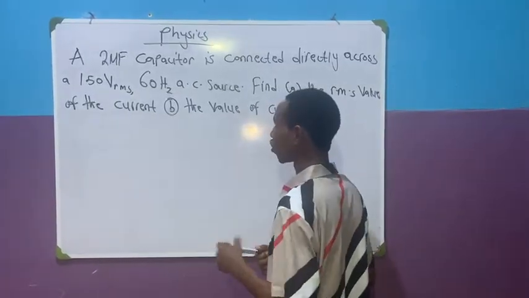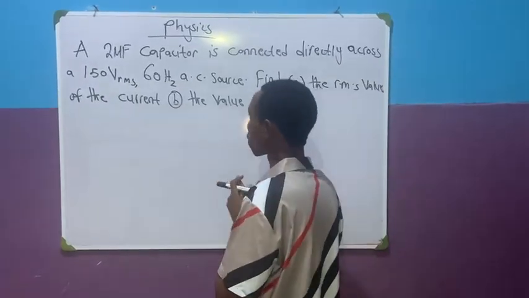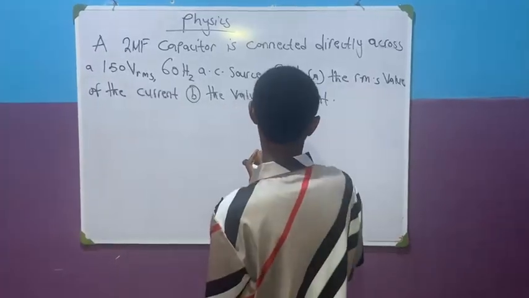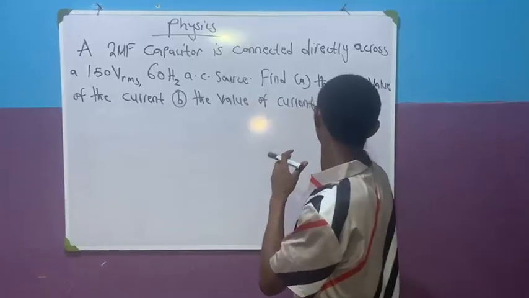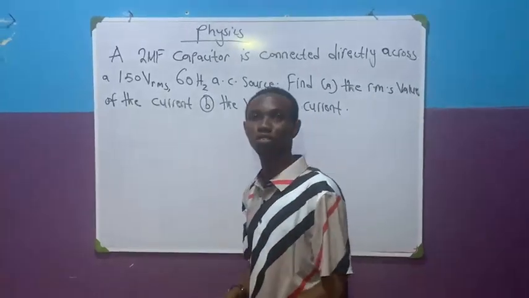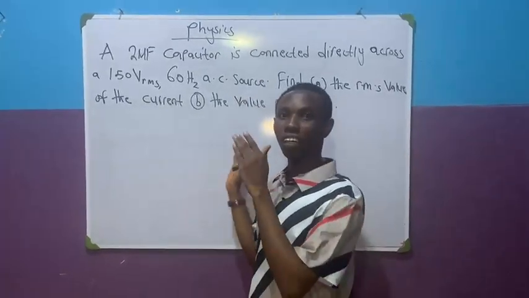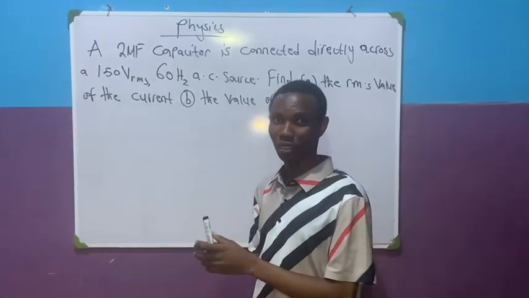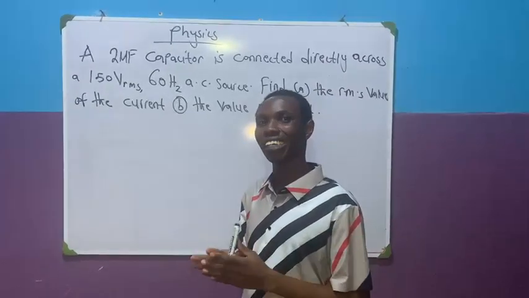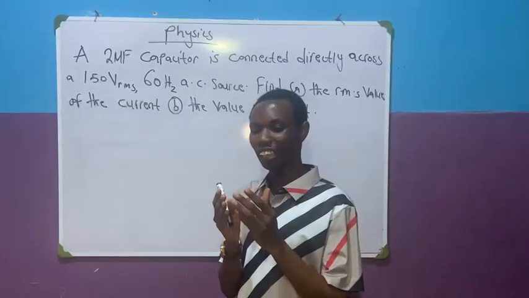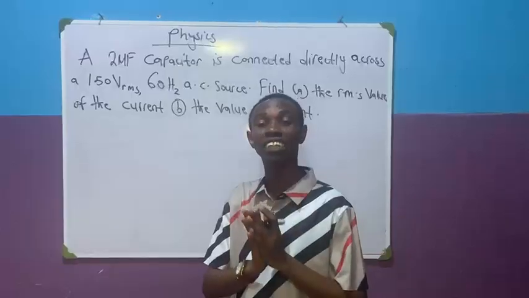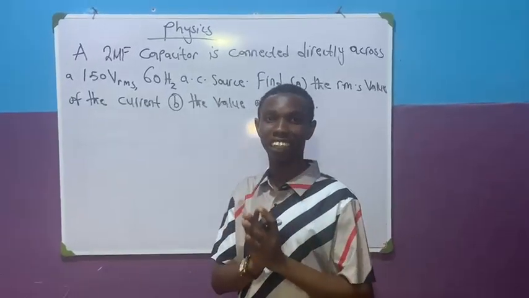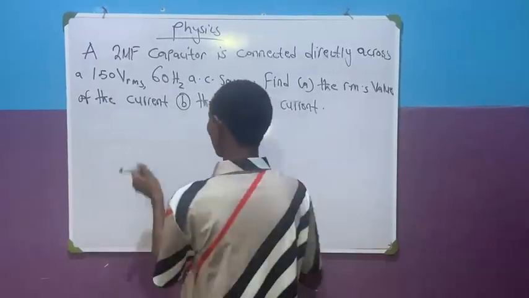Now to solve the question that we have here, first, to get the root mean square value of the current, we need to find the capacitive reactance. Capacitive reactance is defined as the opposition to the flow of an AC current offered by a capacitor. So that's what capacitive reactance is all about. And then the solution.